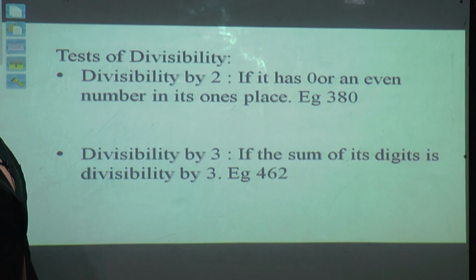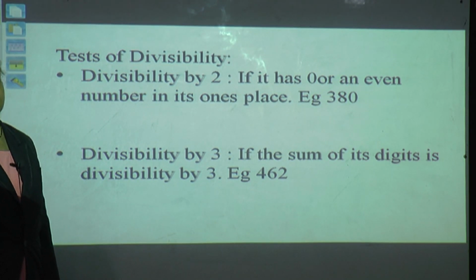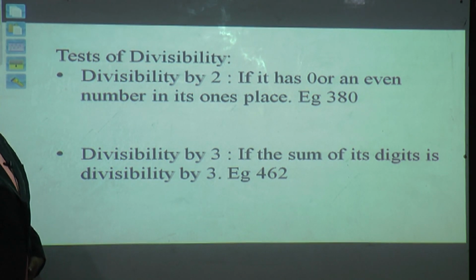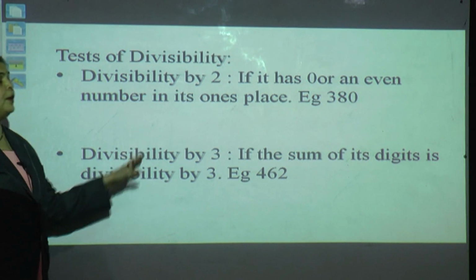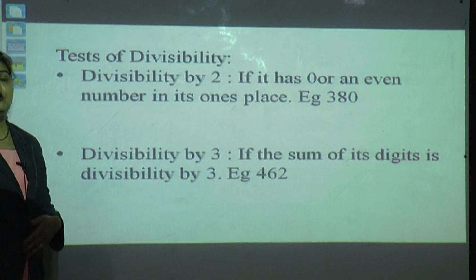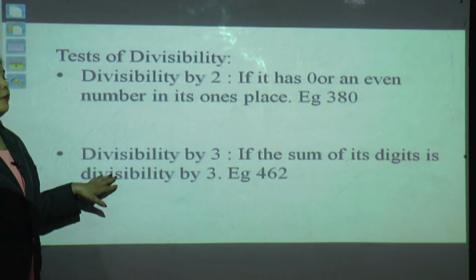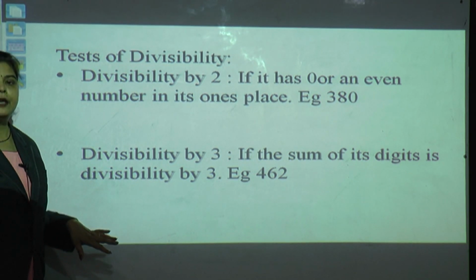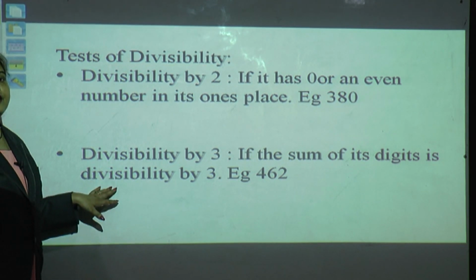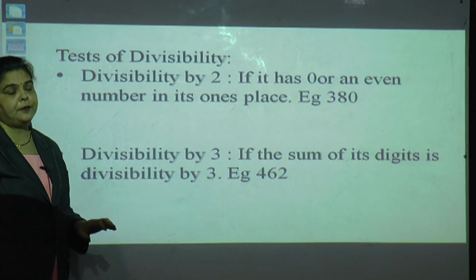Now we will see the test of divisibility. What is a test of divisibility? I will give some examples related to it. It will be very helpful when you go for large divisions, so you have to remember it. What are the tests of divisibility? There are divisibility by 2, 3, 4, 5, 10, 12, 15. We will learn one by one.